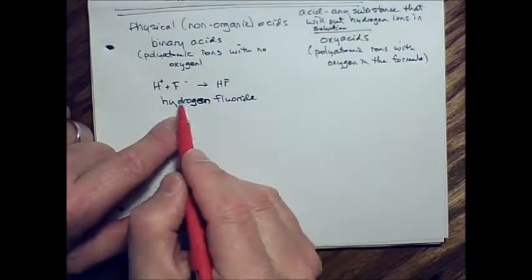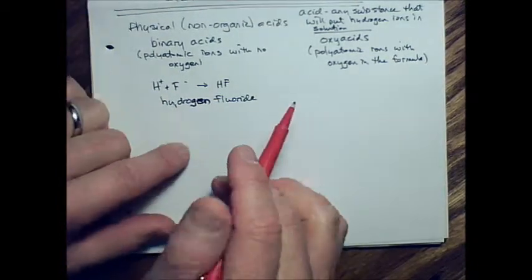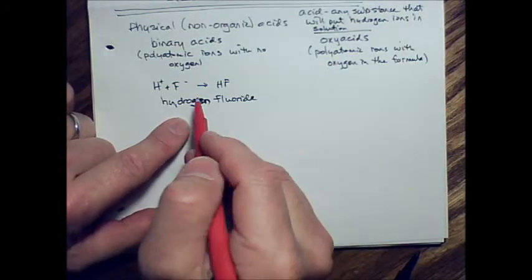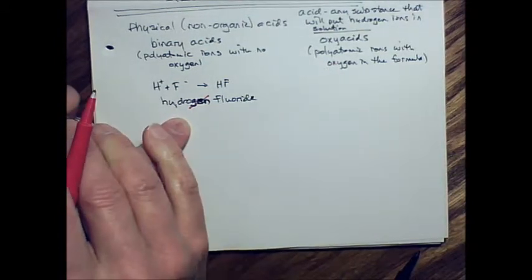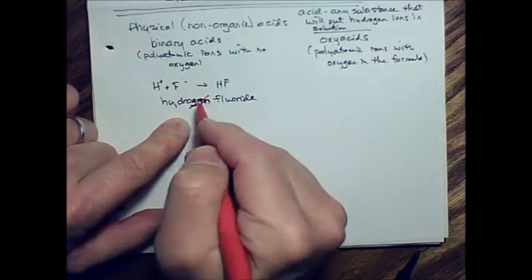Now, when we have a binary acid, these rules apply to binary acids only. Okay, we got a different set of rules for oxyacids. We're going to get rid of the gen. Okay, we're going to get rid of the gen. All right?